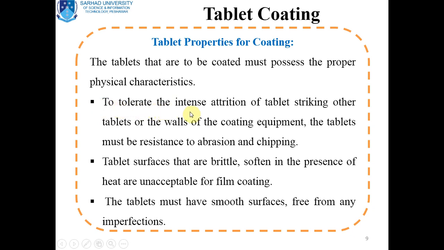The first one is to tolerate the intense attrition of tablets striking other tablets or the walls of the coating equipment. The tablet must be resistant to abrasion and chipping. Recalling from the previous week's lecture, in which we discussed processing problems like capping and lamination. In tablet coating, the tablets are exposed to attrition forces during striking with one another or with the walls of the coating pan or coating equipment. The tablets must have the potential to tolerate this intense attrition during processing.